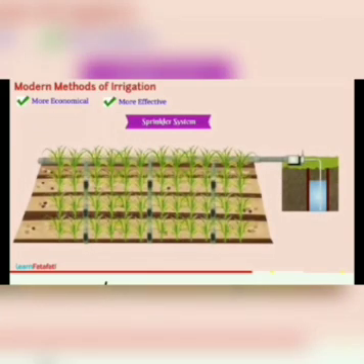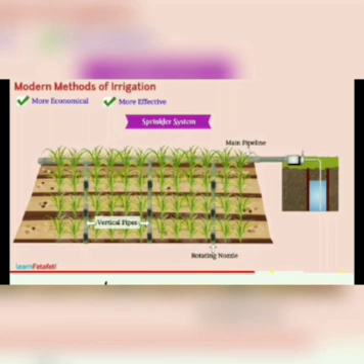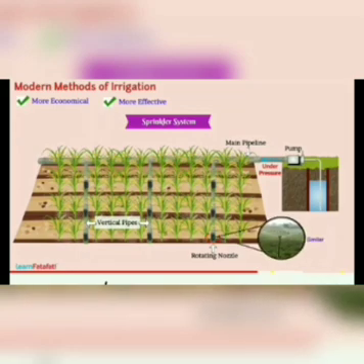Now, modern methods of irrigation. These methods are more economical and effective as compared to traditional methods. First, that is the sprinkler system. This system consists of vertical pipes provided with a rotating nozzle on the top and joined to main pipelines at regular intervals. With the help of a pump, water is allowed to flow through these pipes. The pressure of water makes the nozzle rotate and water is sprinkled on the crop.